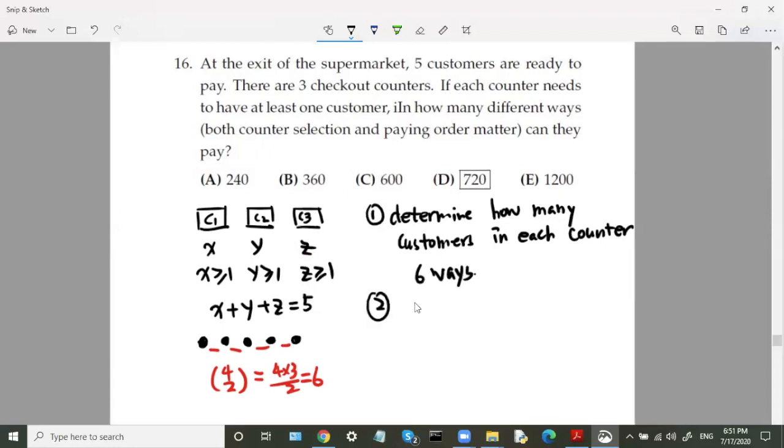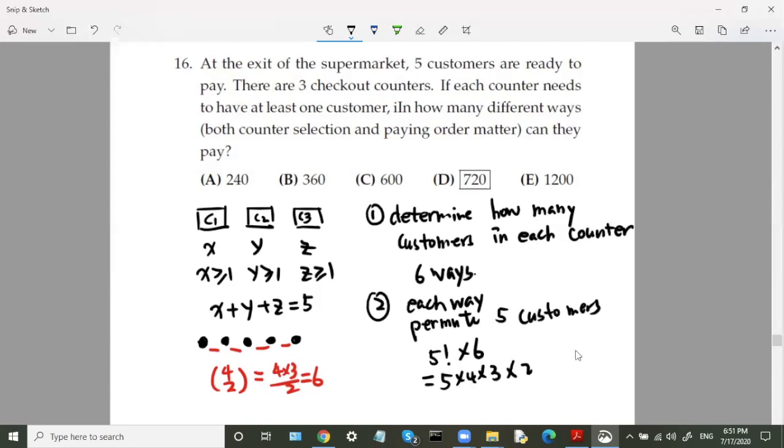And for each way, we need to permute the 5 customers. So that is 5 factorial times 6 ways. So 5 times 4 times 3 times 2 times 1, then times 6. That equals 120 times 6, 720, which is D.